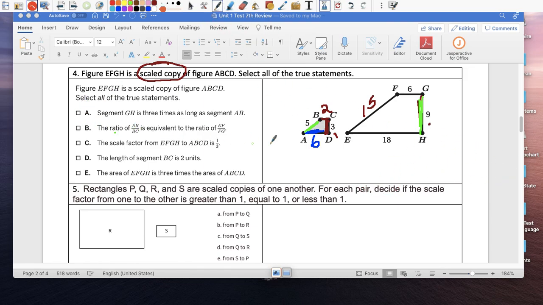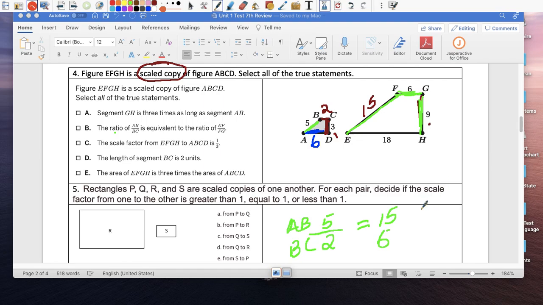The ratio of AB, which is 5, and BC, which is this little guy over here, which is 2. All right, so this is AB, this is BC. The ratio of those two is equivalent to the ratio of EF. EF is here, put it in green, which is 15, its corresponding side, and FG, the other corresponding side on top, which is 6. Are those two the same?